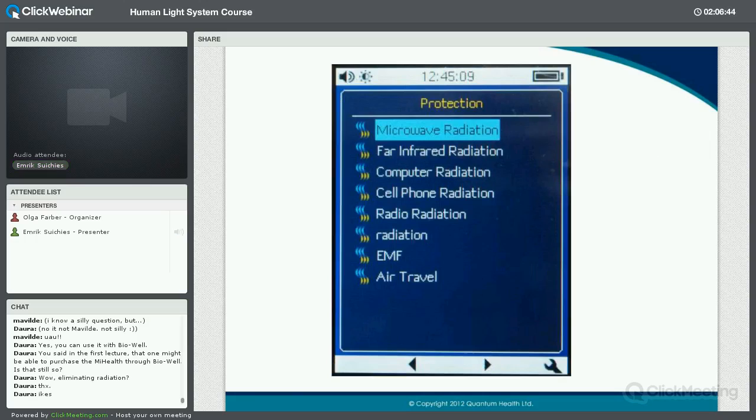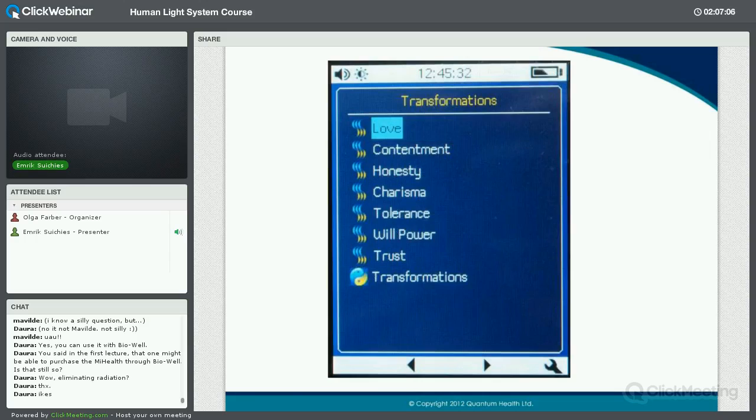and there are some extra things on the protection map, which brings something about cell phone radiation. If people have a lot of radiation from their cell phone, they can use this one. And there's also computer radiation. Some people are having problems with that. Microwave, of course. This is the chakra cycle, and there's the transformation cycle, which brings them all together.